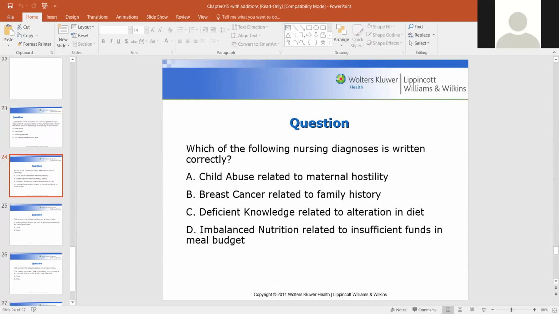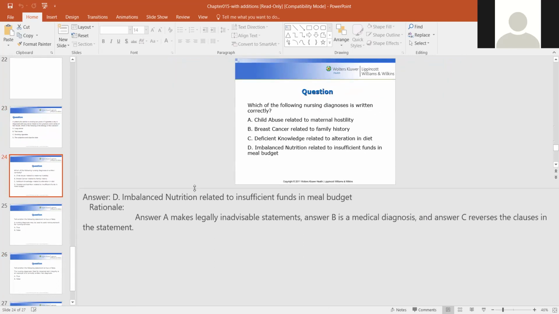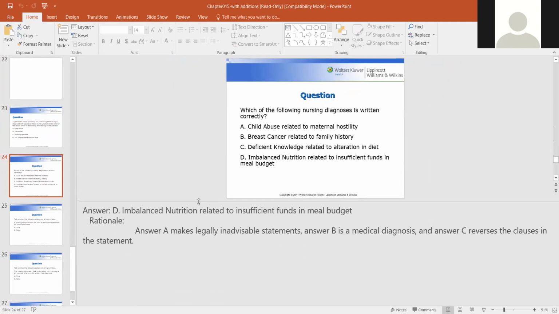Well, I think we already saw that the right answer is D? We saw it before we showed it. Okay, that's okay. We're learning here, so it doesn't matter if you don't know the right answer. Hopefully you learn it today. All right, so it's D, imbalanced nutrition related to insufficient funds in the meal budget.